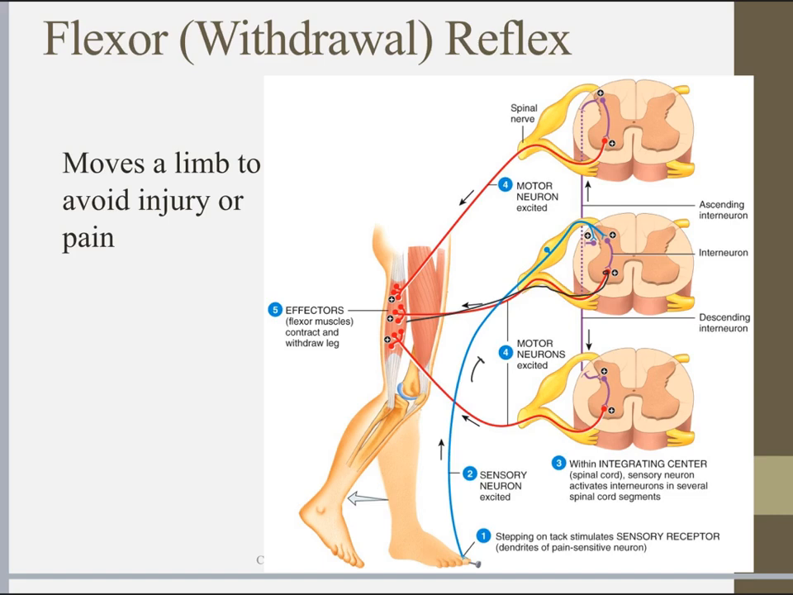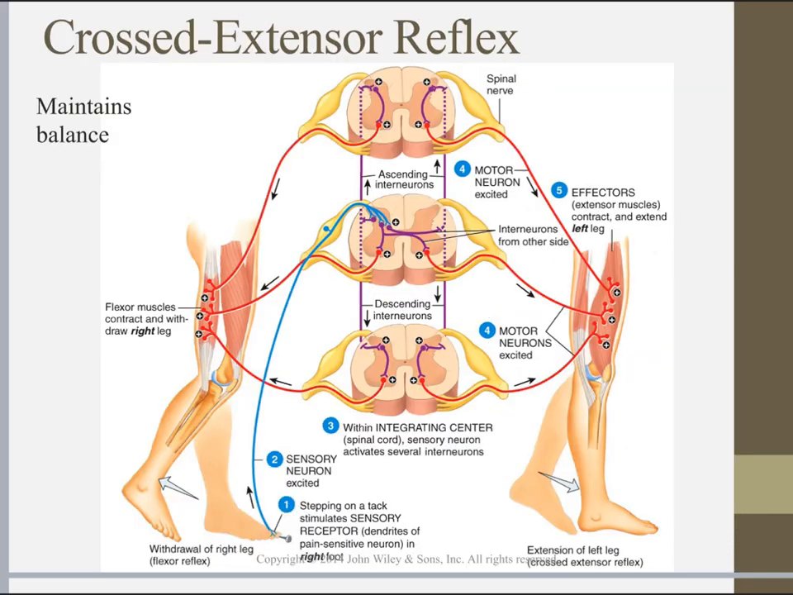Another scenario would be that hot stove scenario, where you touch the hot stove, so that heat is detected in our brain, and it tells us to move our hand away. That's our effect. The fourth and most complicated one is the crossed-extensor reflex.